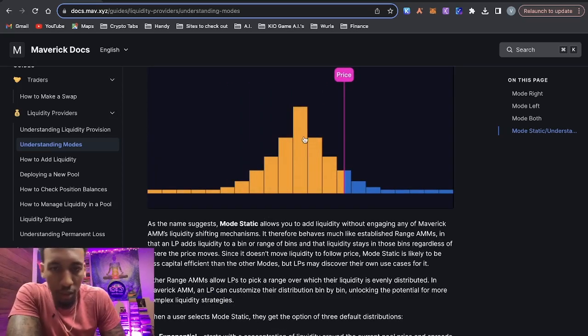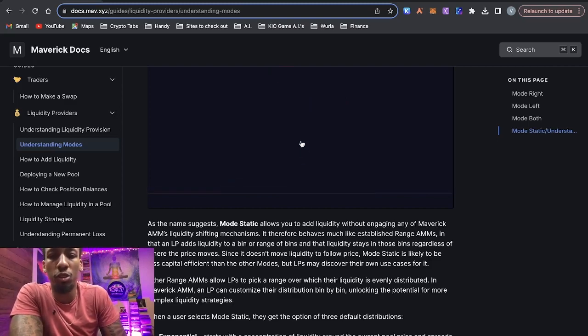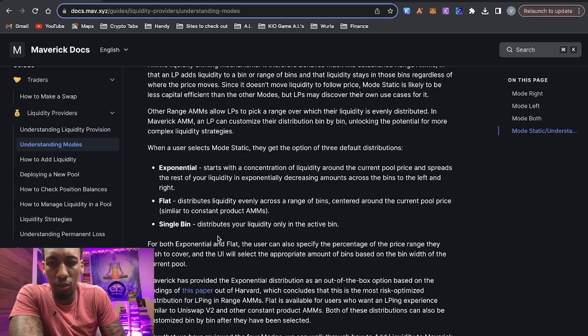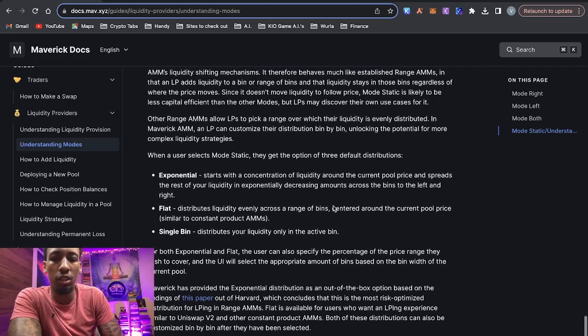So like I said, you get to put liquidity across bins, but also you can control how much you want in each bin. And you can do that here. And the last one is single bin. If you want to put all your liquidity in one active bin, you can do that too.